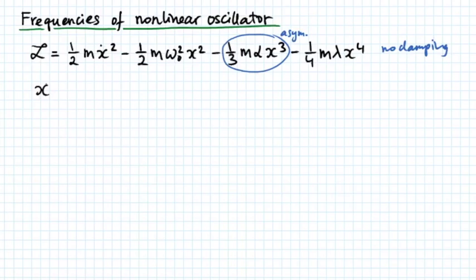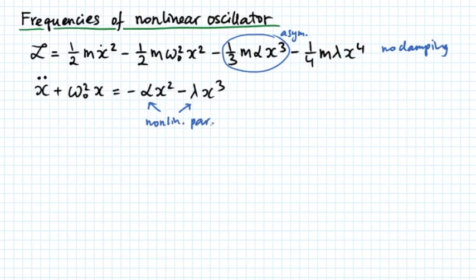The equation of motion can be readily found to give us x double dot plus omega naught squared x, and then we'll move nonlinear terms to the right-hand side: minus alpha x squared minus lambda x to the power 3. So these two parameters, alpha and lambda, will be nonlinearity parameters. Note that in order for motion to be stable for larger and larger amplitudes, we require lambda to be positive.